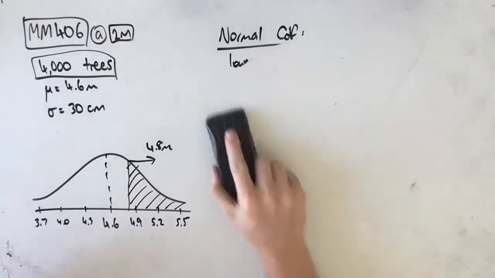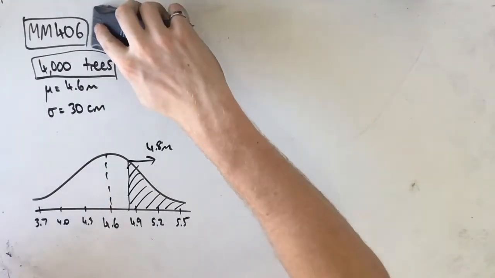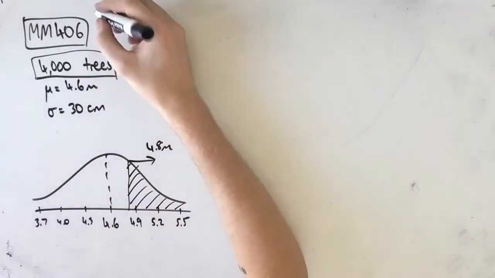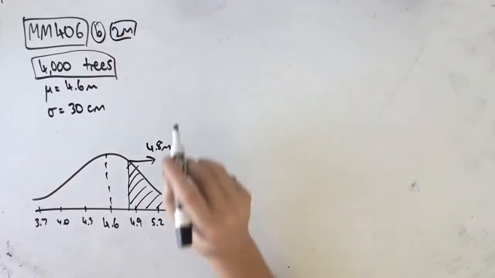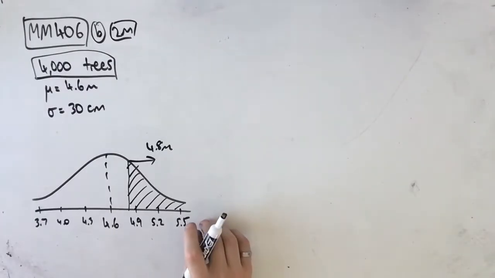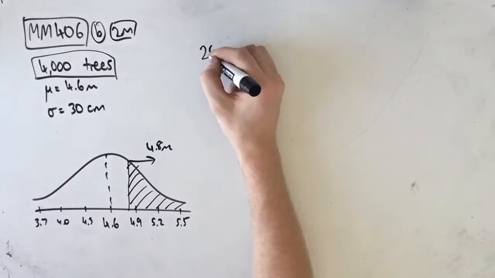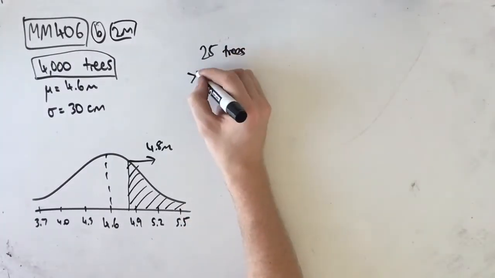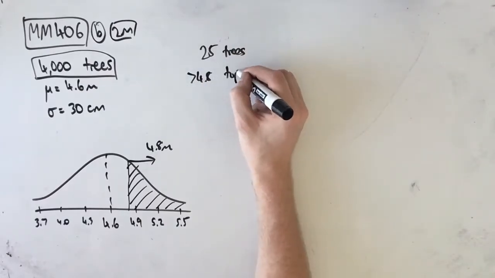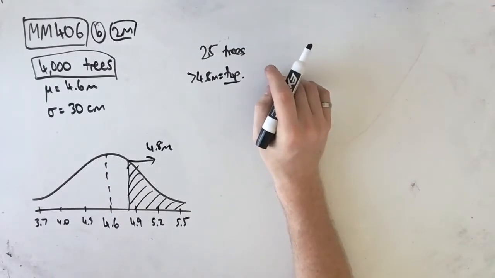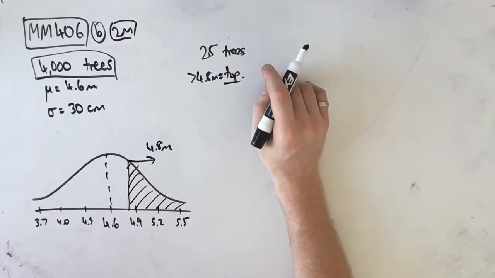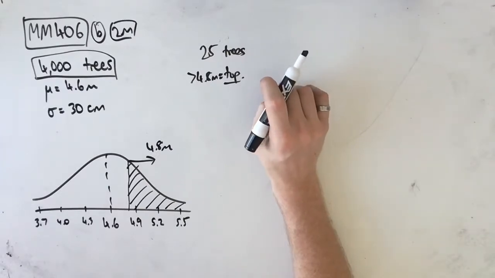Part B says, if a tree is taller than 4.8 meters, the apples picked from it are considered to be top quality. 25 trees are chosen at random from the orchard. All right, so 25 trees greater than 4.8 means that they're top quality, okay? Awesome. Find the probability that at least 10 of these 25 trees have produced top quality apples. Give your answer correct to 4 decimal places.